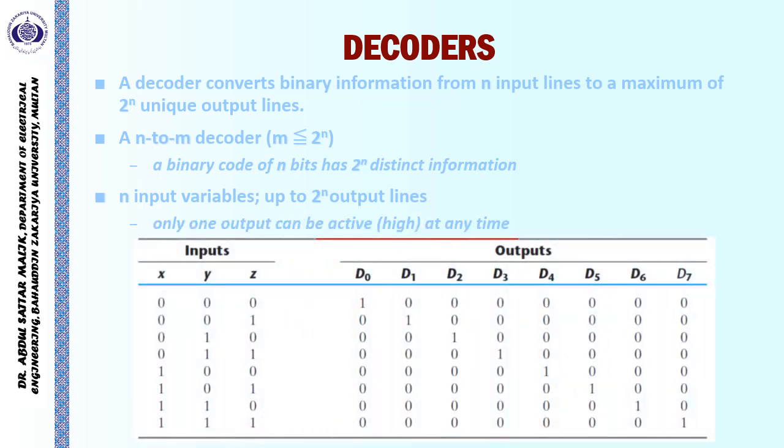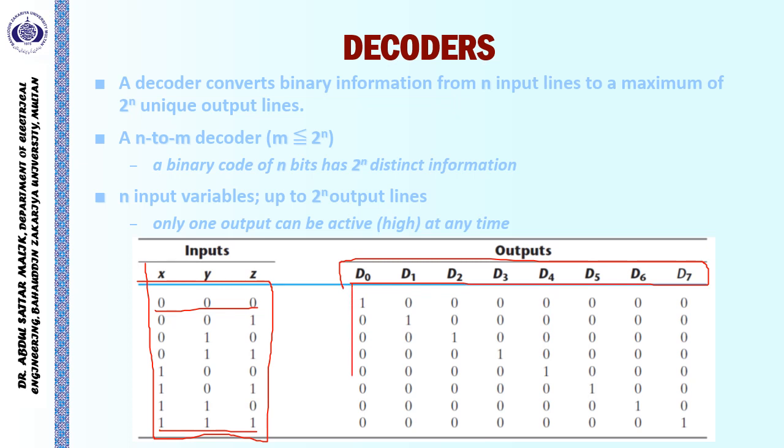So when we think about the truth table of a decoder, here we have provided the truth table for a 3 to 8 line decoder. Now we can see that there are 3 input lines which have a maximum of 8 combinations starting from 000 and going up to 111, and we have 8 output lines, marked as D0, D1 up to D7.